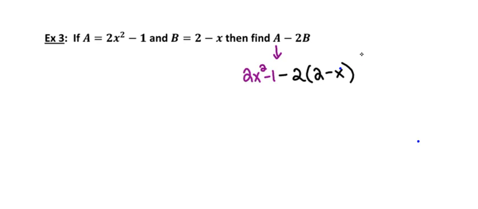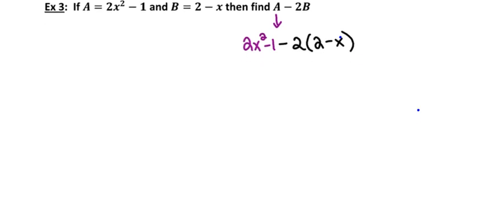Well, this doesn't look that bad. So I'm going to go ahead and distribute that minus 2 to the second set of parentheses. So that gives me my 2x squared subtract 1. And it looks like this is going to become a minus 4. Minus 2 times plus 2 is minus 4. And minus 2 times minus x becomes a plus 2x.